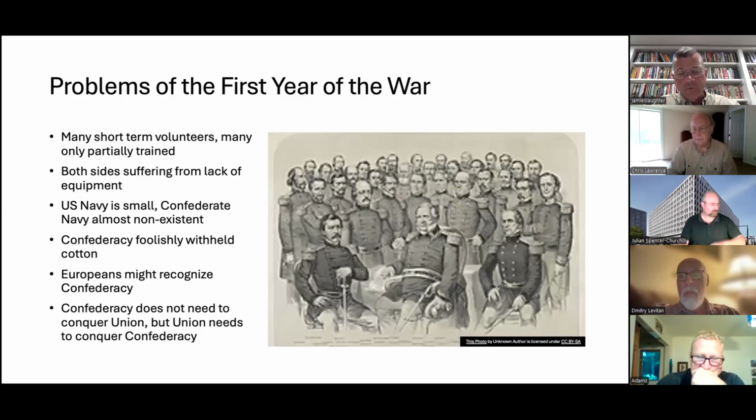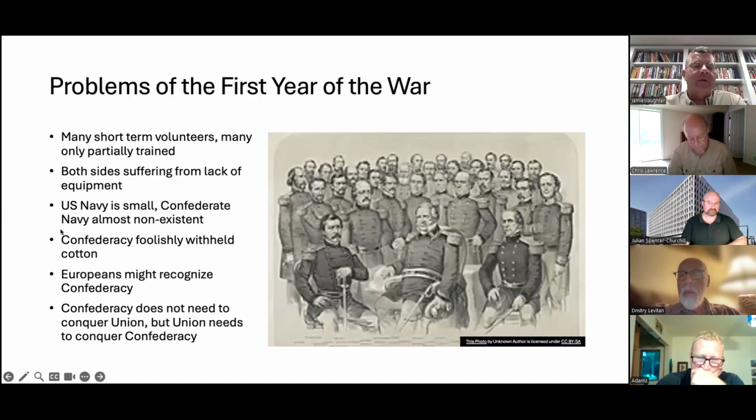The reality of the war in '61, all through the war actually, if we look at this from a reasonable point of view, is the Confederacy does not need to conquer the Union, but the Union does need to conquer the Confederacy. The Confederacy needs to outlast the Union. Okay, that's really what it needs to do.